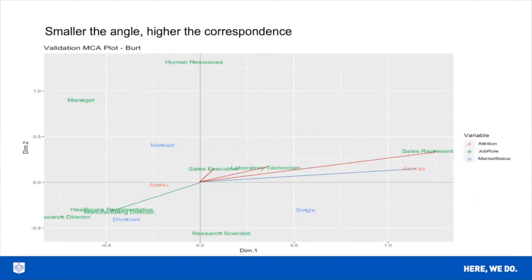Okay, first, you pick a categorical value. Now we chose attrition, being yes, and from the center you draw a line to that point, and then you draw a line to the categorical value that you want to make a comparison with. So we chose job roles, and we draw a line. And the closer the angle, the higher the correspondence, meaning the smaller the angle, the more it corresponds with this categorical value. Like on this one, sales representative has the highest correspondence to attrition.